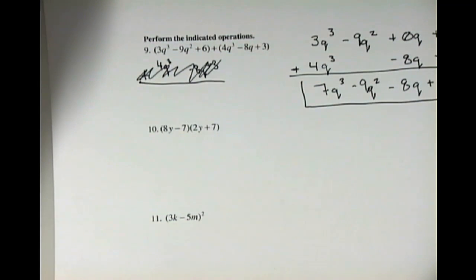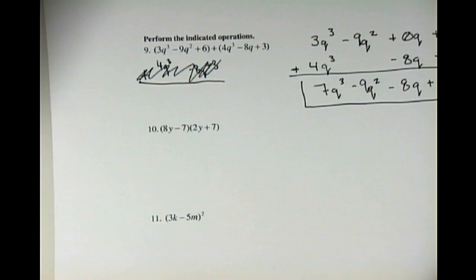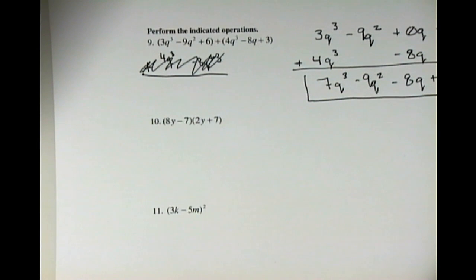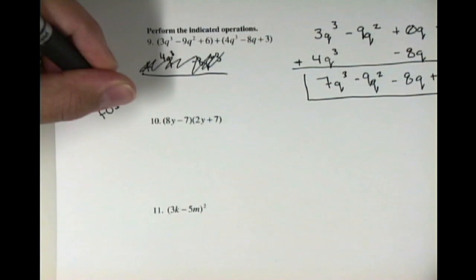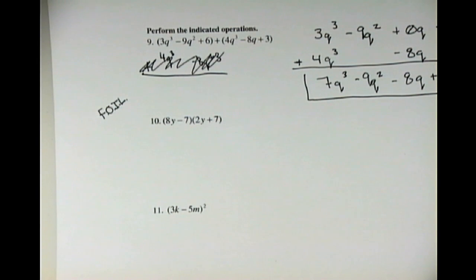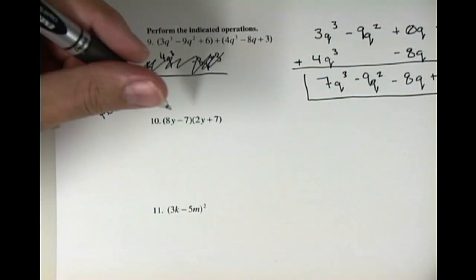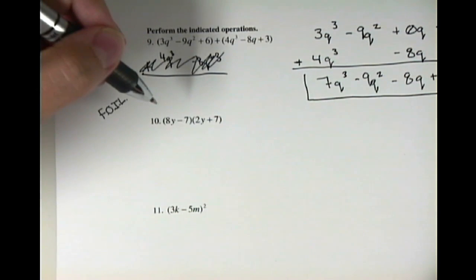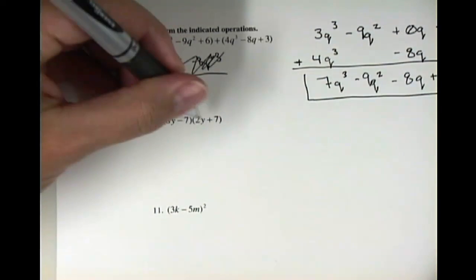On the next one, performing the indicated operation is a multiplication operation. It's a multiplication of two binomial expressions. So we are going to FOIL, if you're familiar with that word. What that means is we're going to multiply the first terms, the outside terms, the inside terms, the last terms. I can never remember all of that good stuff, and I don't even think about it.